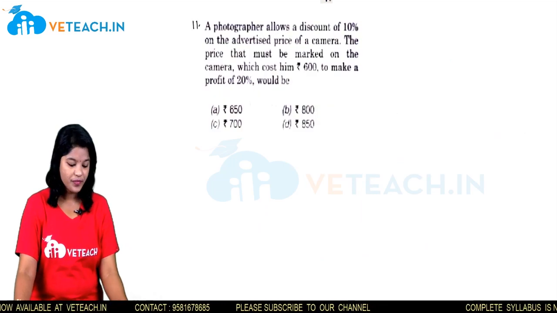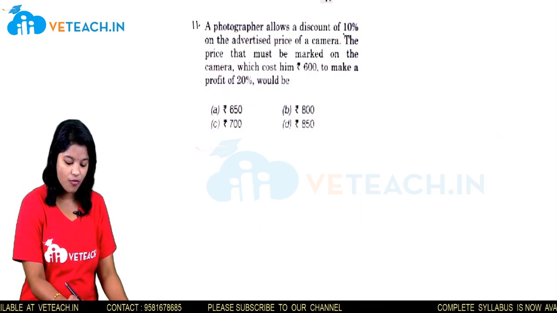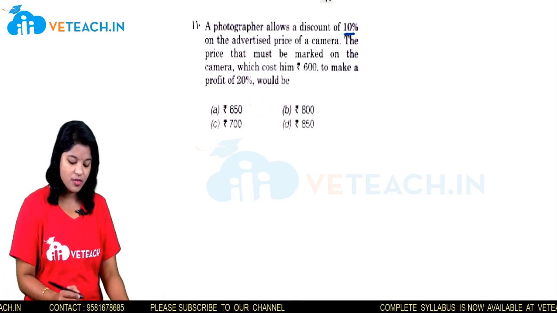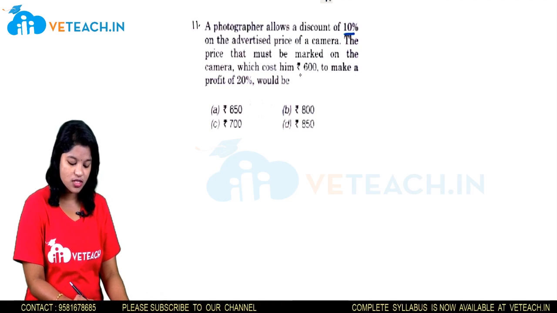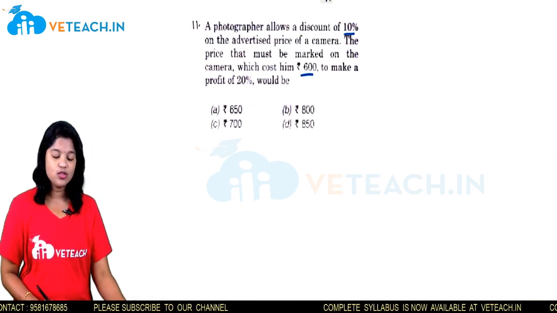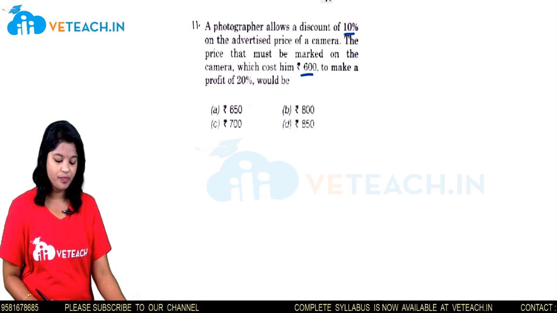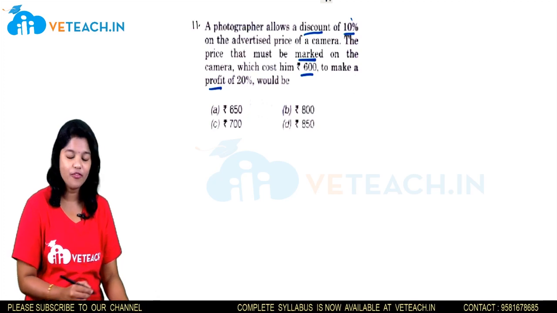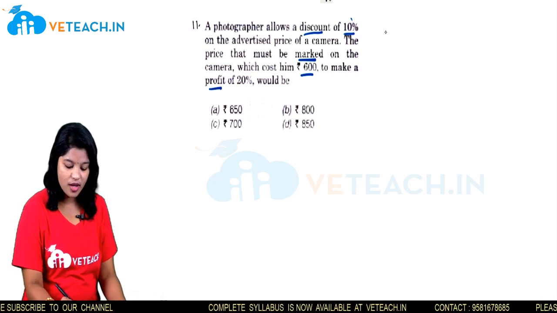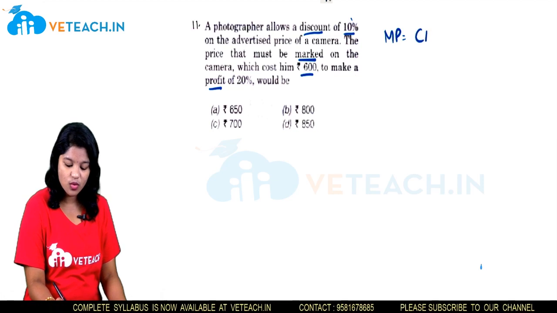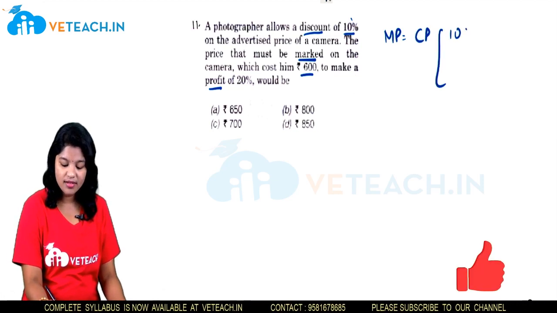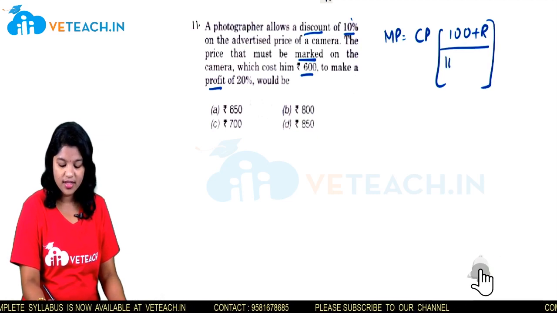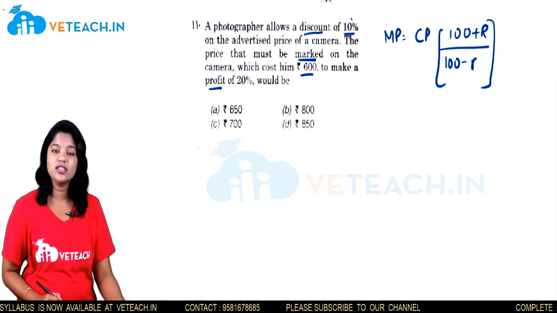See the next question. A photographer allows a discount of 10% on the advertised price of a camera. The price that must be marked on the camera, which cost him rupees 600 to make a profit of 20%, would be. So whenever in the question you have discount, market price and a profit, simply use the formula: market price is equal to cost price into 100 plus capital R, that is the profit rate, and 100 minus small r, that is the discount rate.